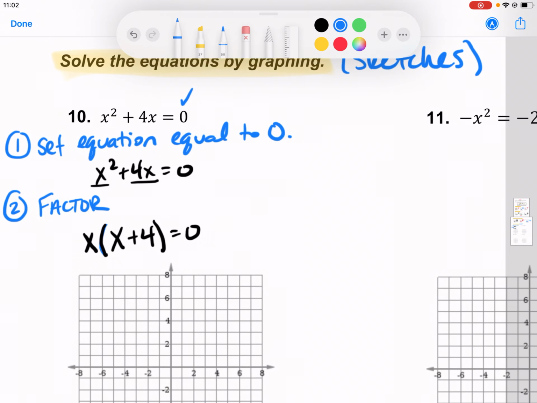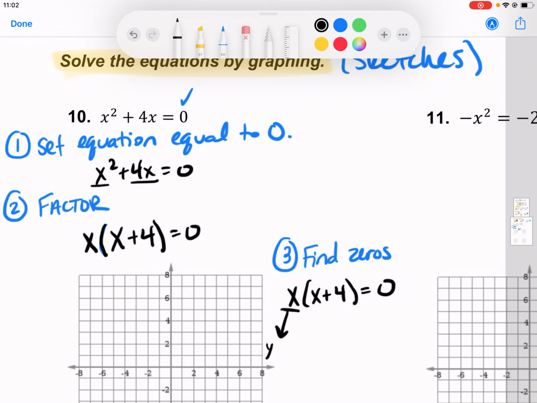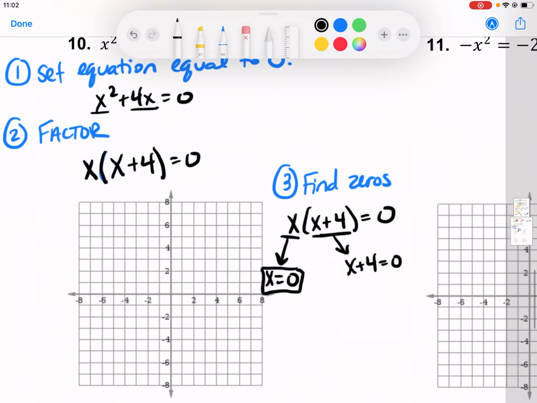Step 3 is to find the zeros. The way you do that is you set each factor equal to 0. So one of our zeros is just plain old x equals 0. And the other one, you set x plus 4 equal to 0, and then you solve for x. So I'll subtract a 4 from both sides, so we get x equals -4.